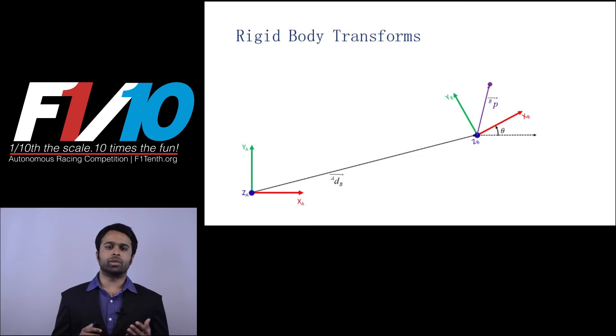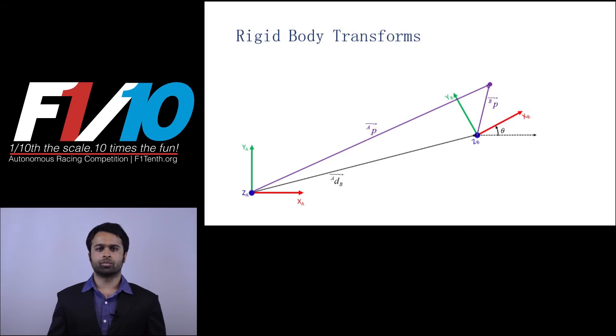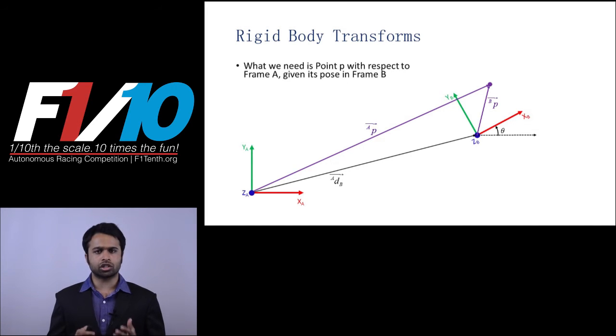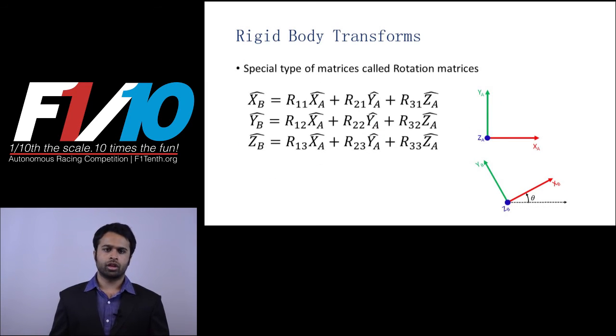Let there be a point P as shown with a known location in frame B. The problem statement now is to find the representation of point P in frame A. We need a method to encode the rotation and the translation of frame B with respect to frame A. Let's look at the rotation. We need to represent the orientation of the axes of frame B in frame A.